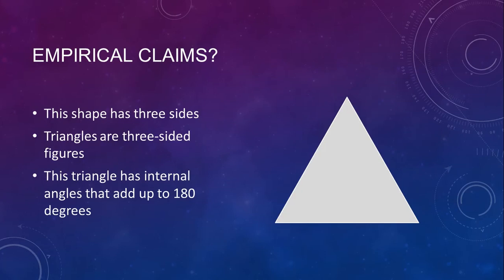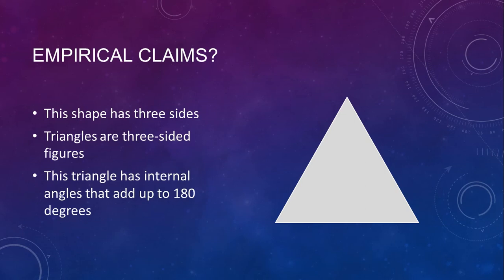Right. So here are some claims, and try to decide whether these are empirical or not. So this shape has 3 sides. Empirical or no? Yeah, because I'm just pointing at it and saying this shape, how many sides has it got? Look, it's got 3 sides. And you figure that out by counting the sides, obviously. Now, if I say triangles are 3-sided figures, that's an analytic statement, right? You can tell that that's true just based on knowing the meaning of the words in that sentence and how they're arranged.